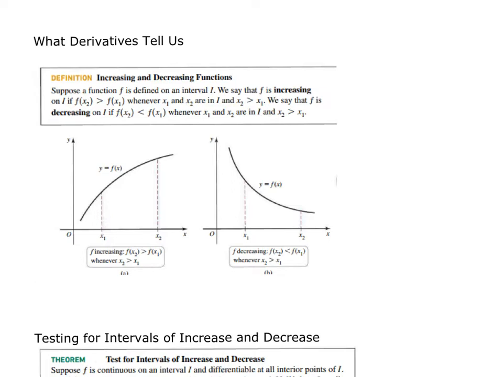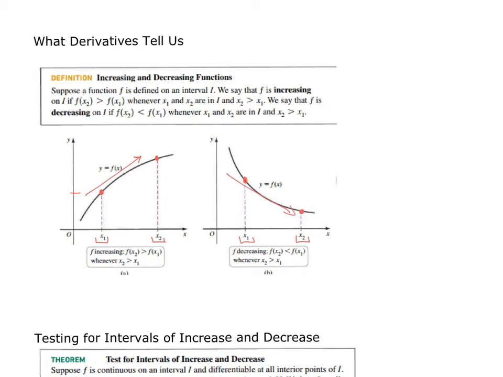Remember that we say that a function is increasing if you have some x sub 1 less than x sub 2 and the function value at x sub 1 is smaller than the function value at x sub 2. That means that we're increasing. And similarly, if you have x sub 1 to the left of x sub 2, and the function value at x sub 1 is bigger than at x sub 2 on an interval, then the function is decreasing.